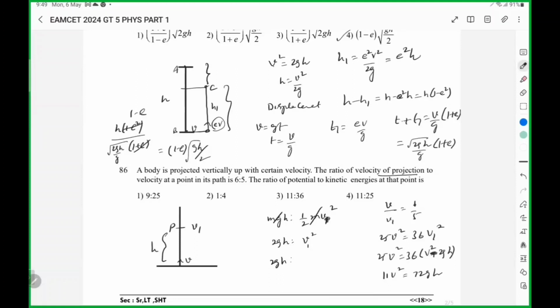So 2gh is to v1 square. Here it is v square, but we want v1 square. So v1 square is 25 by 36 into v square, which is 72 by 11 gh. The 36 cancels, so v1 square here is 50 gh by 11. So the ratio is 11 to 25.